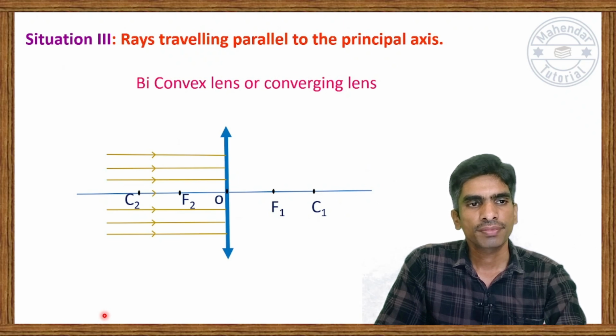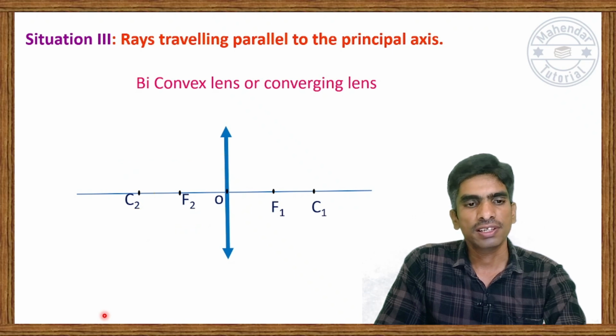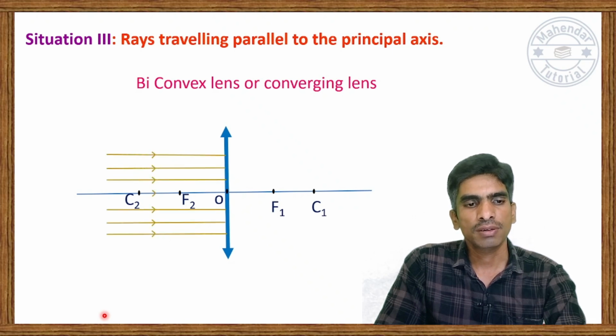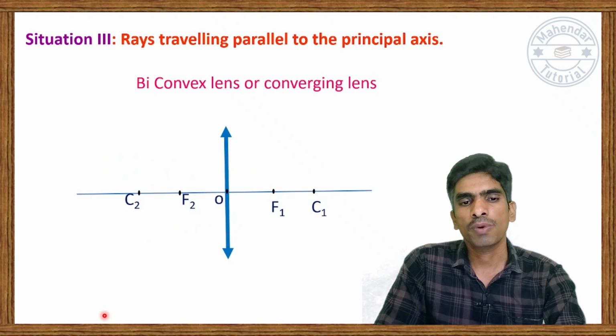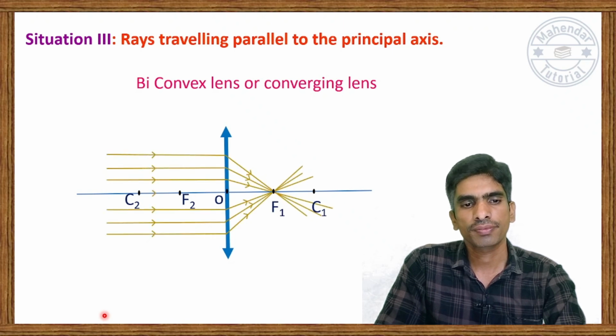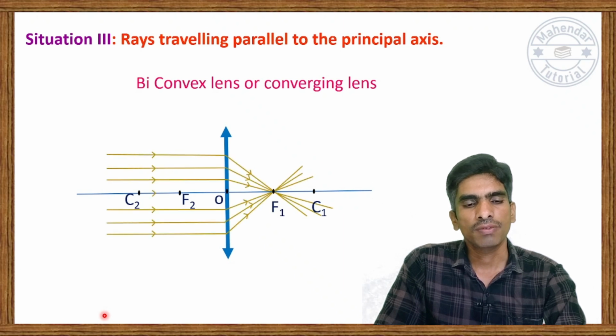Situation 3. Rays traveling parallel to the principal axis. We see the example of a biconvex lens or converging lens. The rays which are traveling parallel to the principal axis, after refraction they converge at a focal point or focus. Here we can see how refraction takes place through a biconvex lens.